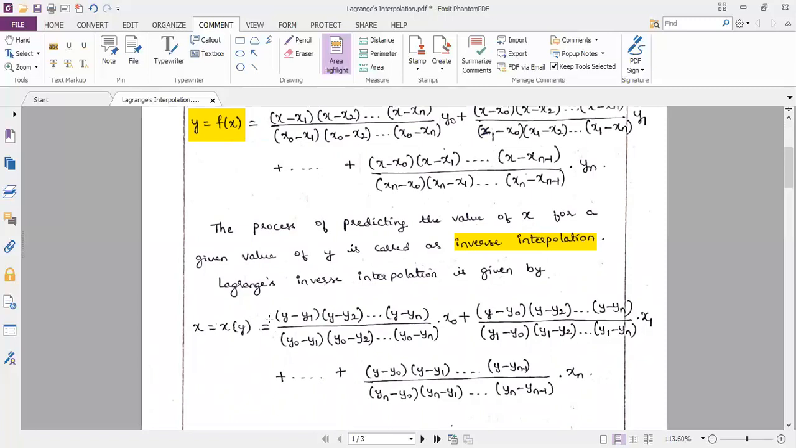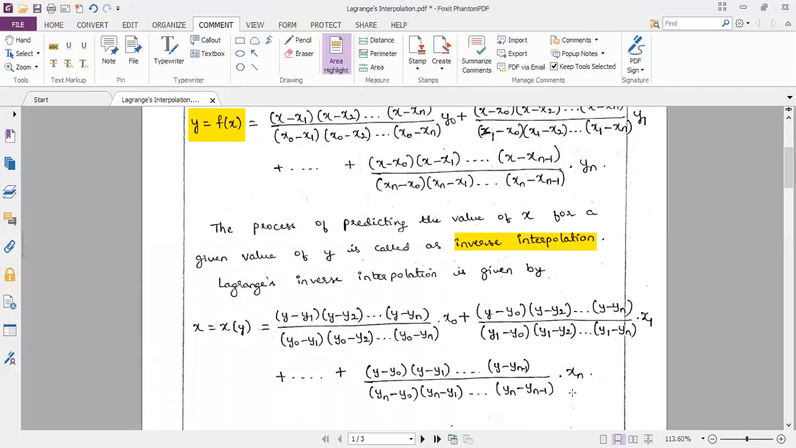X of y is equal to y minus y1, y minus y2, etc. y minus yn, the whole divided by y0 minus y1, y0 minus y2, etc. up to y0 minus yn into x0, etc. The last term would be y minus y0, y minus y1, etc. y minus yn minus 1, the whole divided by yn minus y0, yn minus y1, etc. up to yn minus 1, whole thing into xn.